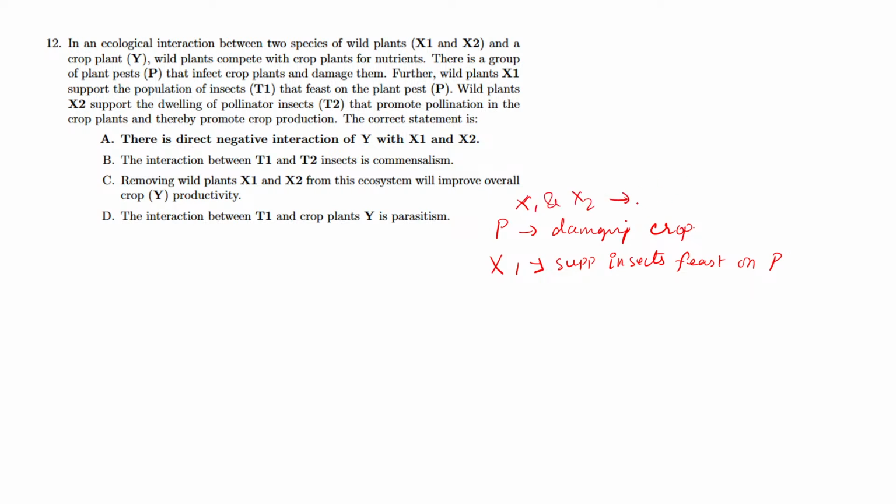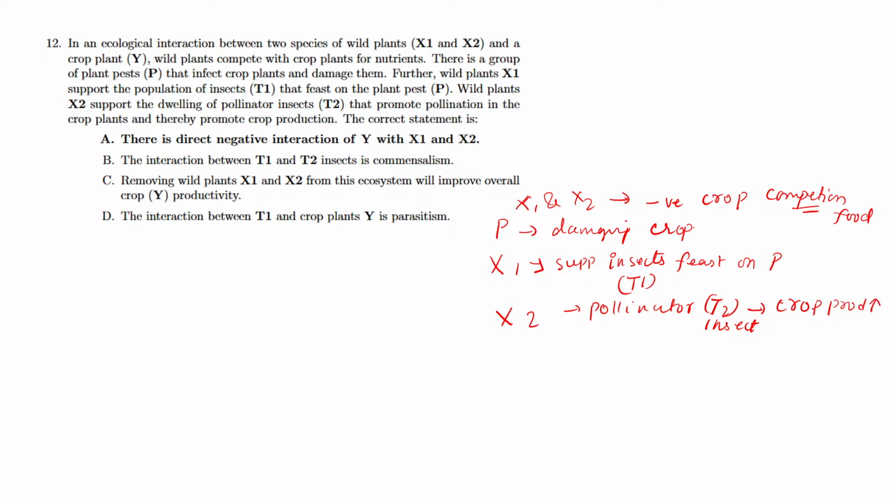Next I have X1 and X2 that negatively affect the crop plant. So there is a competition over here for food. Next I have further wild plant X1 supports the population of insect T1. So this is T1. Wild plant X2 supports dwelling of pollinator insect T2. So there is an insect T2 which helps in crop production. Because it is a pollinator, it is directly helping the crop.